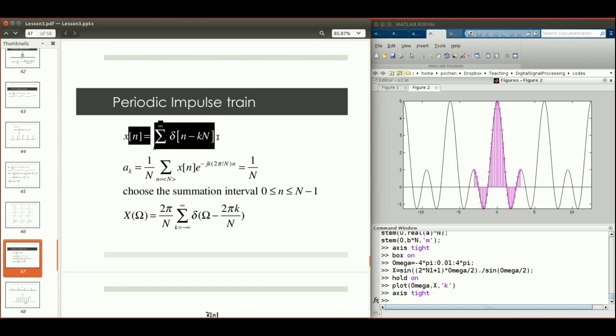So this is the impulse train in the time domain, and its DFT is another impulse train. Both are impulse trains. The DFT is an impulse train with this amplitude. It's not unity anymore, but has amplitude 2π divided by big N. In the time domain, the interval between the impulses, the fundamental period, is big N. In the frequency domain, the fundamental period is 2π divided by big N. They are related to each other by the inverse.